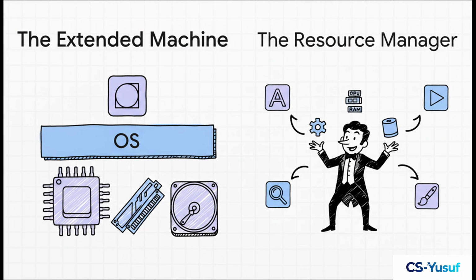So really, an OS has two main jobs. First, it acts as an extended machine. It presents this clean, simple version of the computer for our apps to use. And second, it's a resource manager, which means it has to fairly and efficiently divvy up all the computer's resources, like who gets to use the processor, who gets memory, and so on.